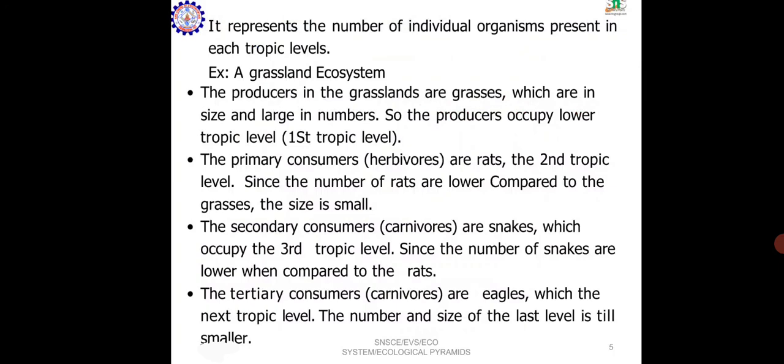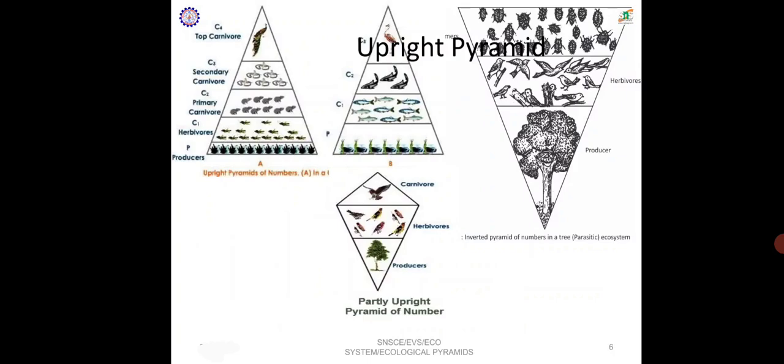The secondary consumers are carnivores, such as snakes, which occupy the third trophic level, since the number of snakes is lower when compared to the rats. The tertiary consumers, that is the carnivores, for example the eagle, occupy the next trophic level. The number and size at the last level is still smaller. So this is like an upright pyramid, with levels from 1 to 5. This picture represents the pyramid of numbers.